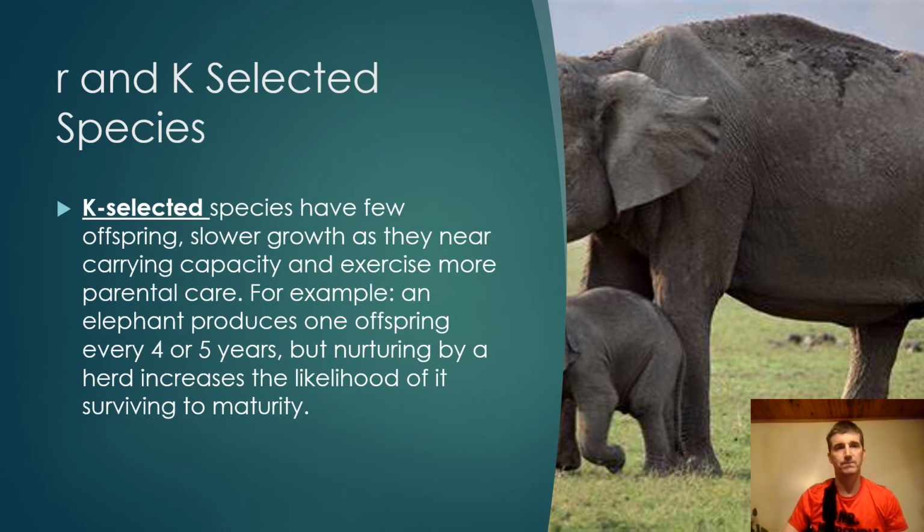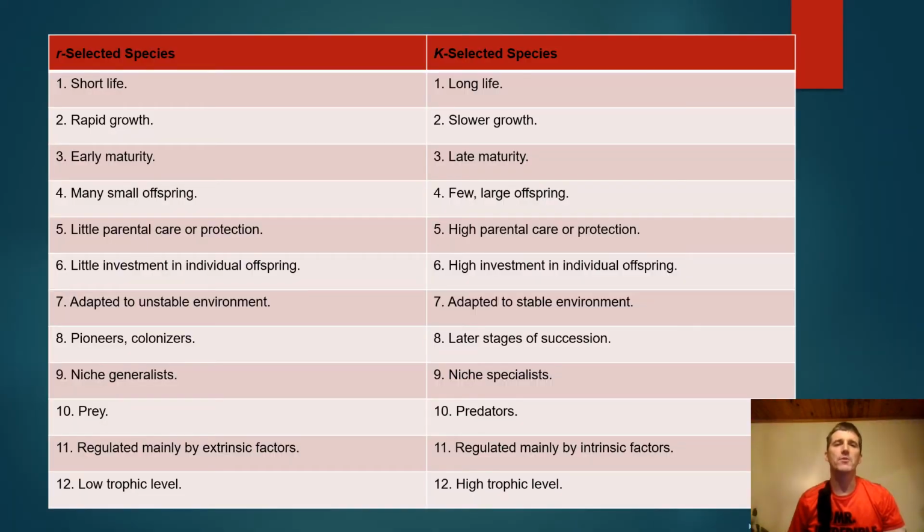This table comes from your textbook, and it has some generalizations about R-selected species versus K-selected species. These are terms I do want you to know that will show up on an exam at some point. It's good to know what R-selected and K-selected mean. So I'll just talk about a few of these because you can read these on your own as well.